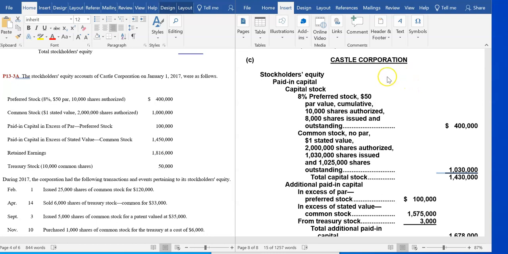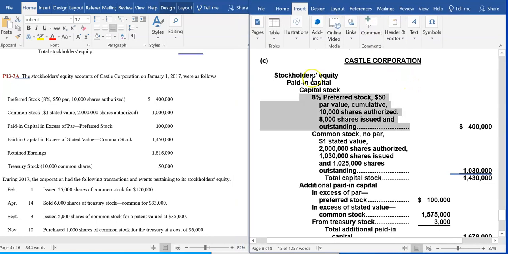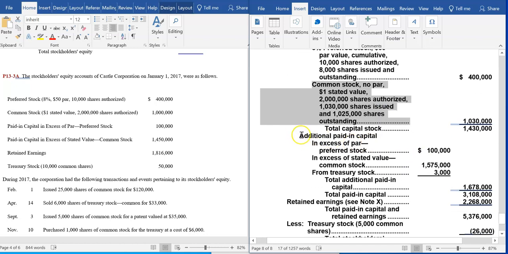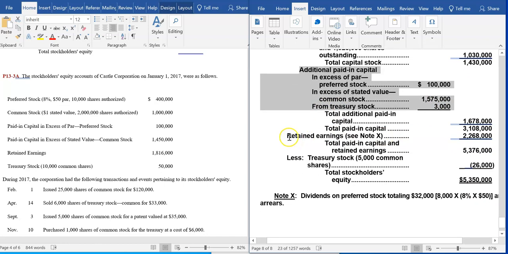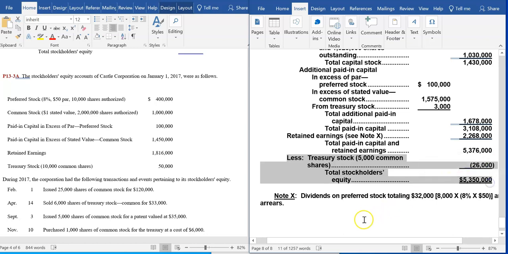So then we end up wanting to prepare the stockholders' equity section. This is prepared the same way we had prepared the other equity sections earlier, by listing the details of the stock, how many shares are authorized, how many shares are issued and outstanding for both types of shares of stock, listing the balances in the additional paid in capital accounts, all paid in capital, including treasury stock, balance in retained earnings, and then subtract out the amount of treasury stock to get to total stockholders' equity.